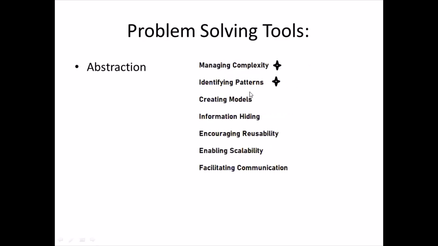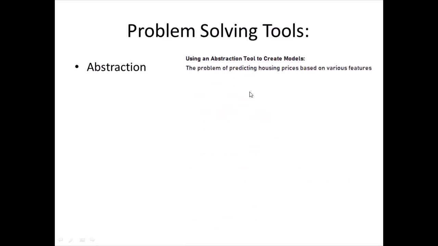Now, another way you can also use abstraction is by creating models. Abstraction involves creating simplified models of real-world systems or processes. These models capture the essential characteristics and behavior of the system, allowing us to analyze and understand it better. Models can be mathematical, conceptual, or visual representations that provide insights and facilitate problem solving. Let's take, for example, the problem of predicting housing price based on various features such as the location, the size, the number of bedrooms, and other factors.